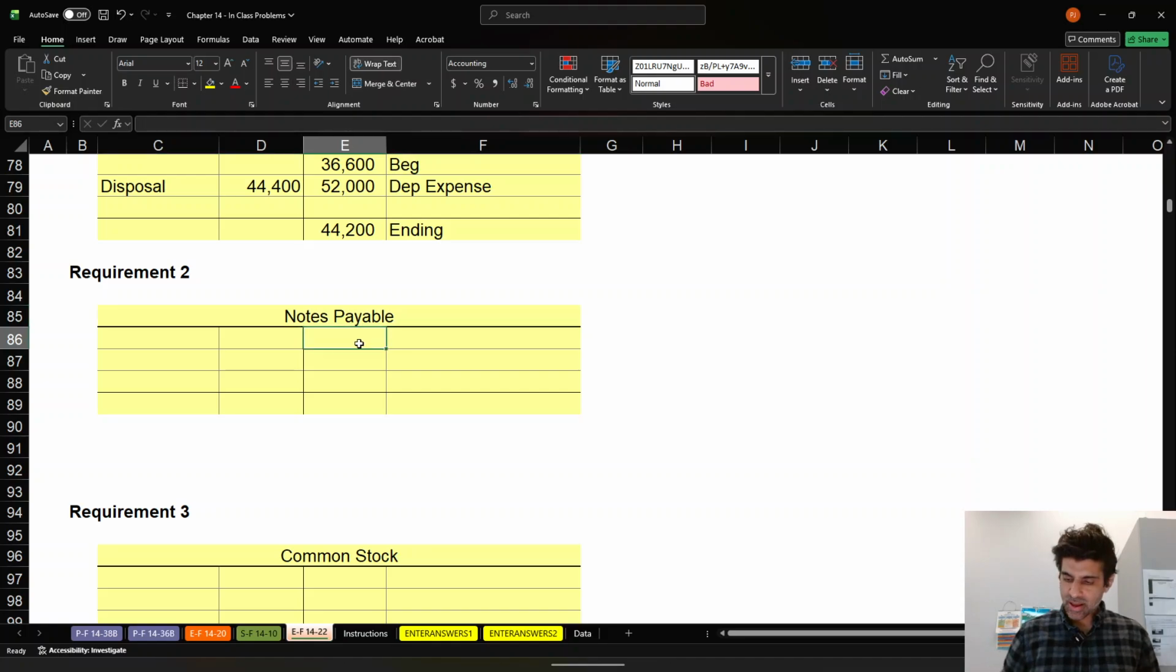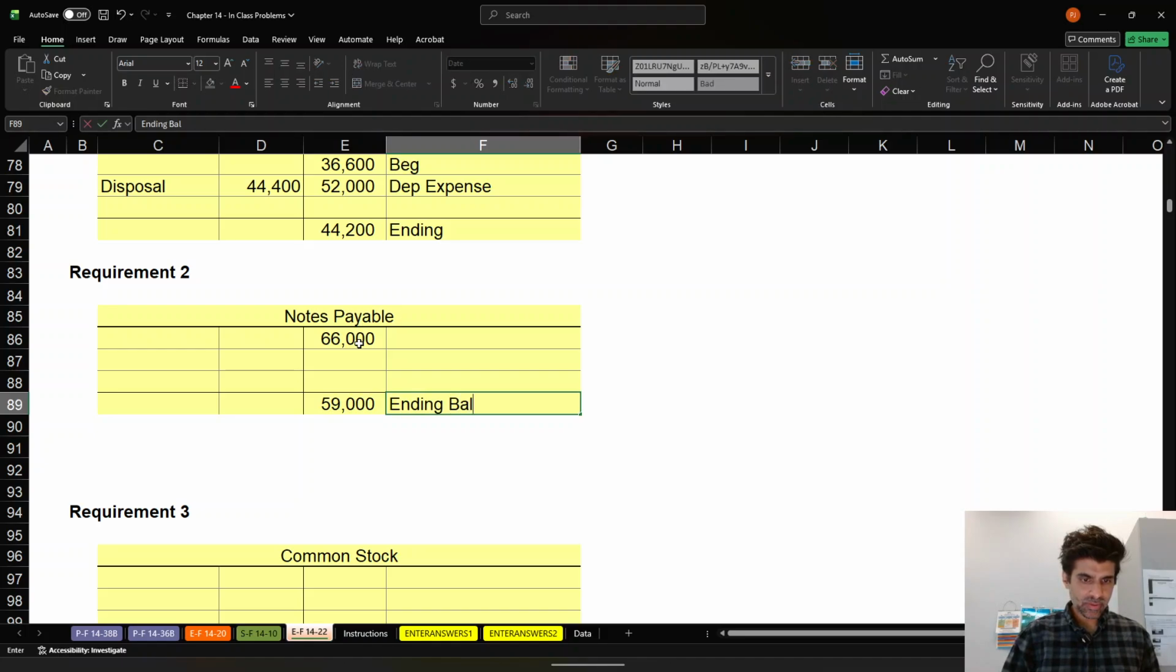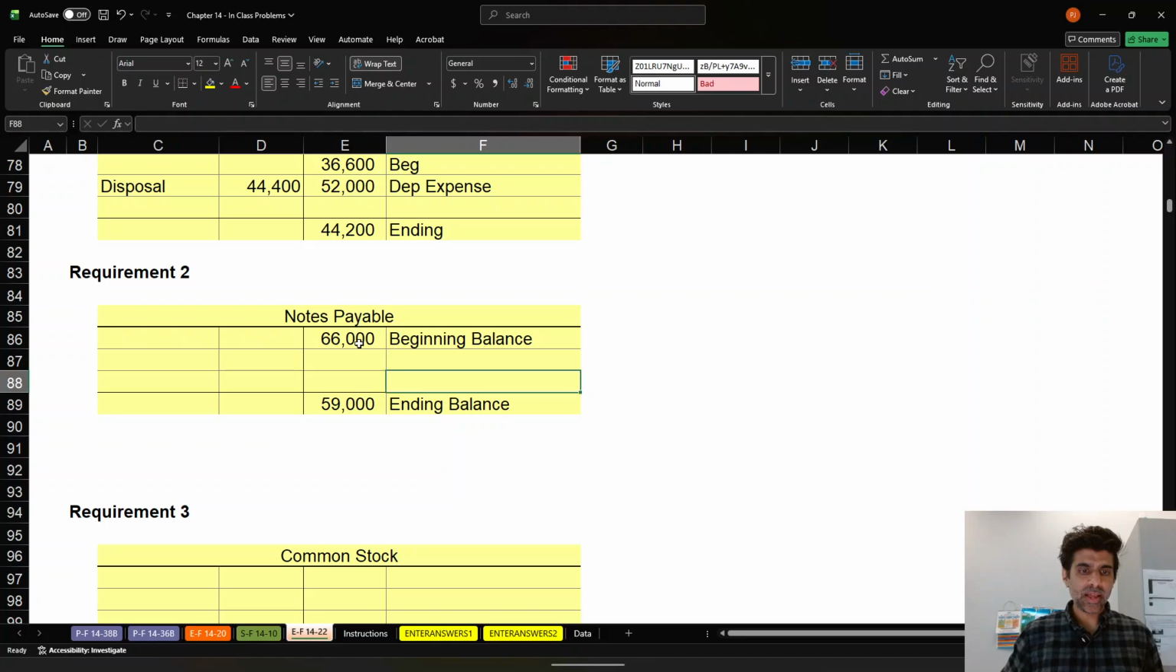So we basically have, again, 66,000 and 59,000. This is our ending balance. This is our beginning balance. So then how do we get from beginning to end? What do we need to do?